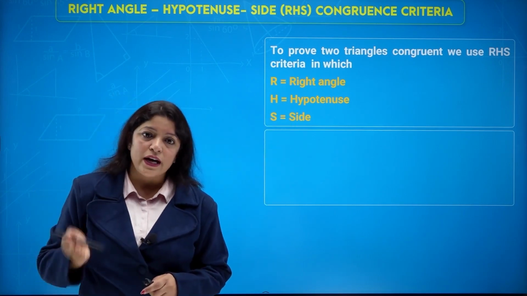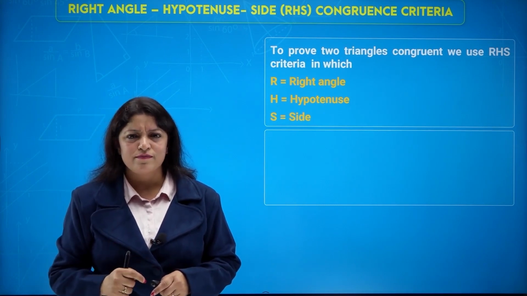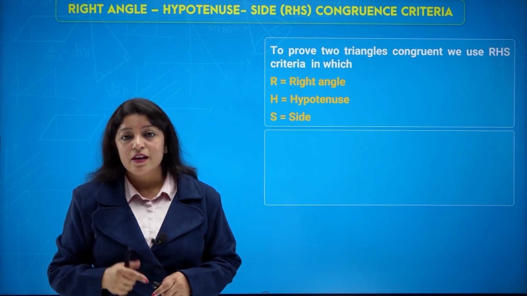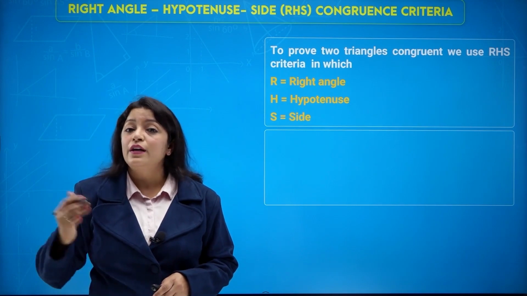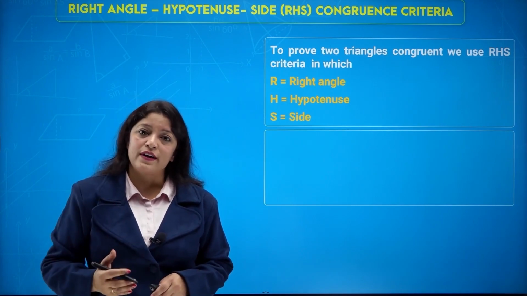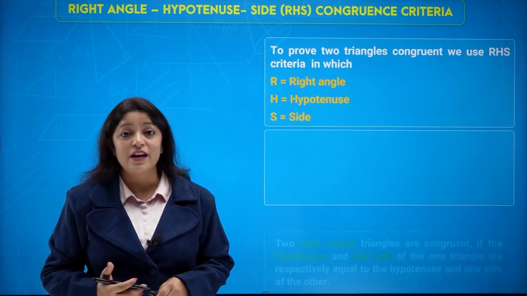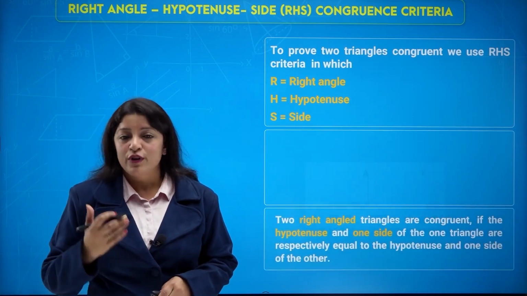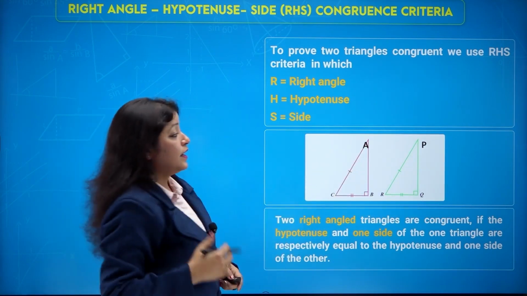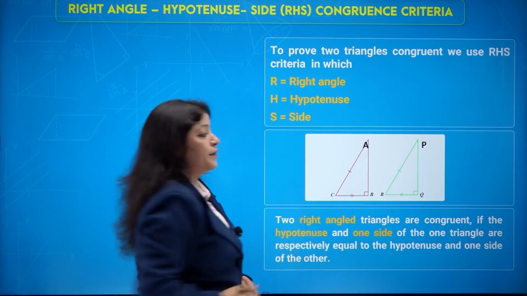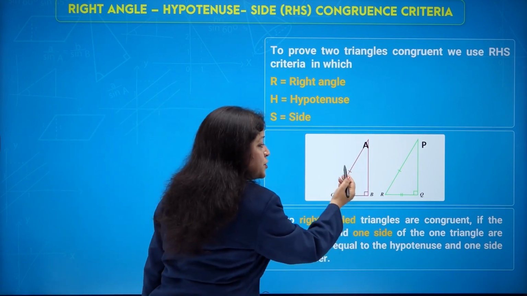So when there are two right angled triangles, can we apply RHS in all such triangles? Not necessarily, but yes, if in two right angled triangles their hypotenuses are equal and also one side of one triangle is equal to one side of the other triangle, we say that the triangles are congruent to each other. For example, from the picture, we find in this case AC is equal to PR. They are hypotenuses. Why are they hypotenuses? Because they are opposite to the right angle.